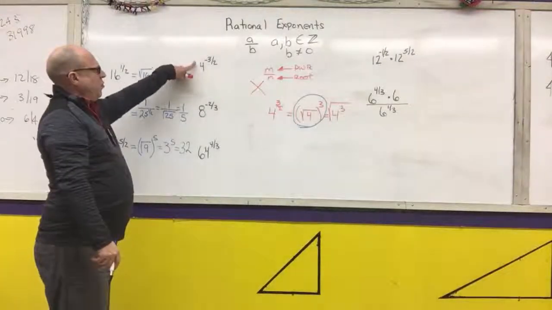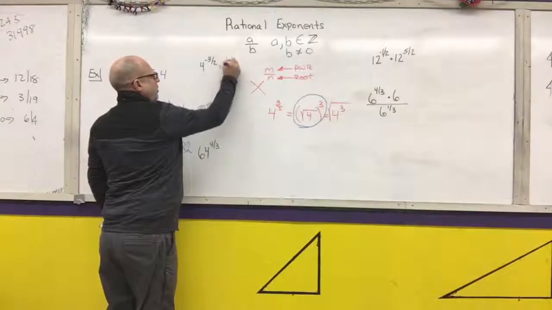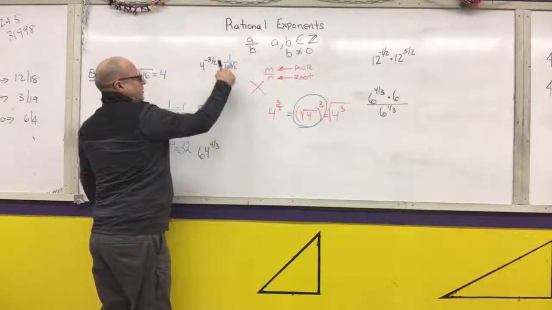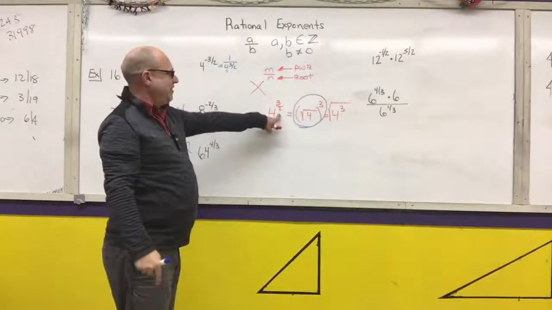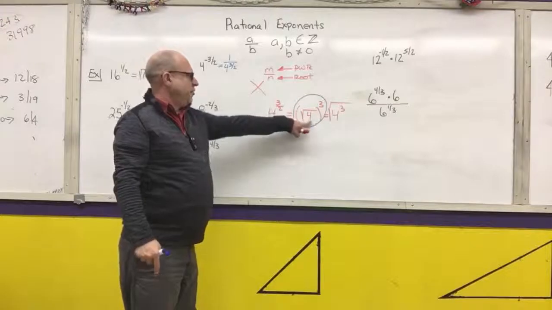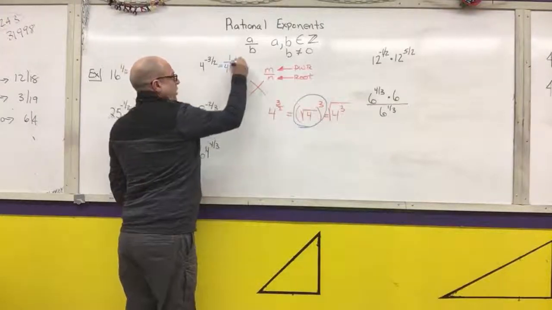Next example is 4 to the negative 3 halves. That would be 1 over 4 to the positive 3 halves. This says take the square root of 4 and then cube it. I've already got this work here. Square root of 4 is 2, and 2 cubed is 8. So this would be 1 over 8.